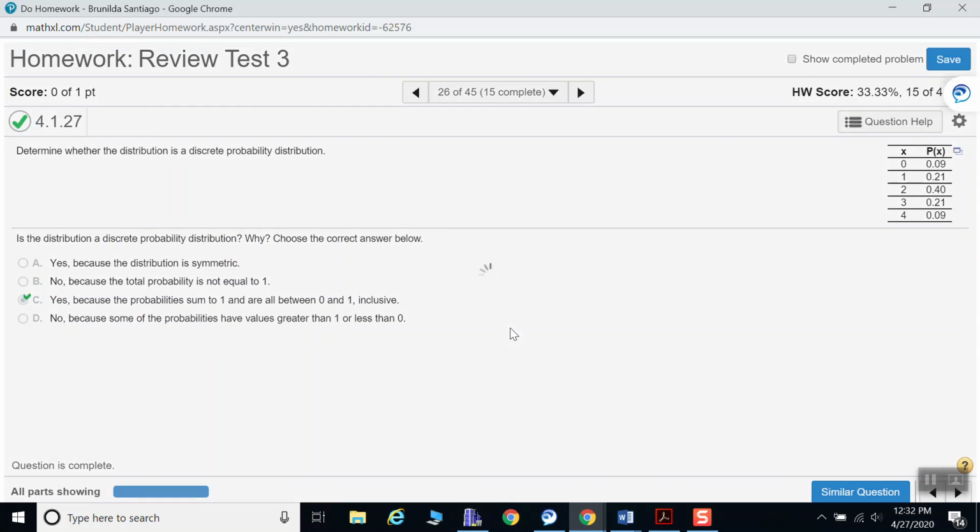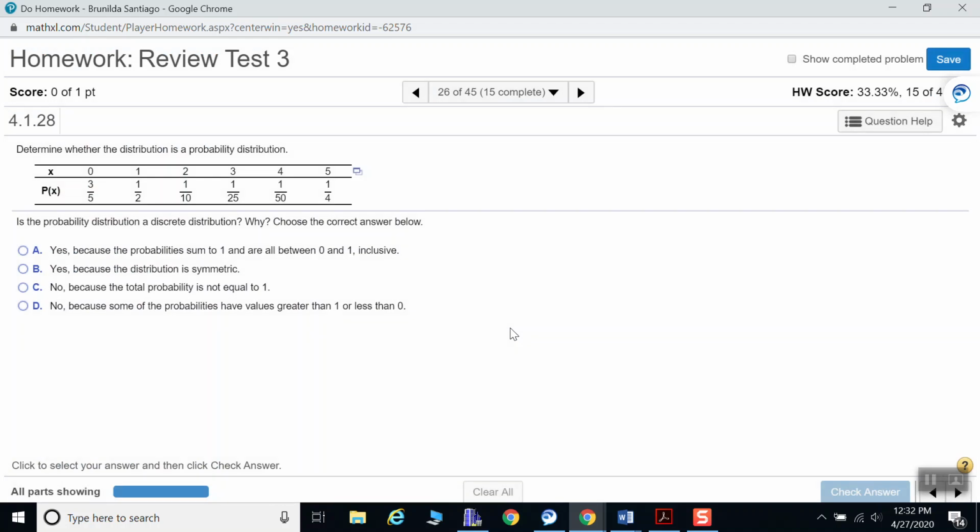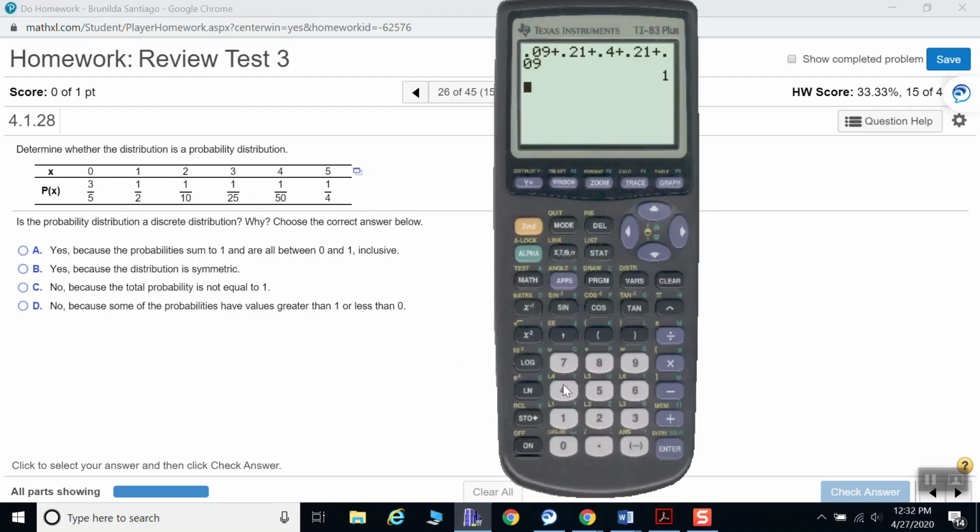So next question. Determine whether the distribution is a probability distribution. So we look at the fractions, the probabilities. It seems that they're all between 0 and 1. And none of them are negative. So what we are to check is if the sum of the probabilities adds up to 1. So we'll add in 3 divided by 5. I'm not going to use parentheses because they're all fractions. So let's see how that goes.